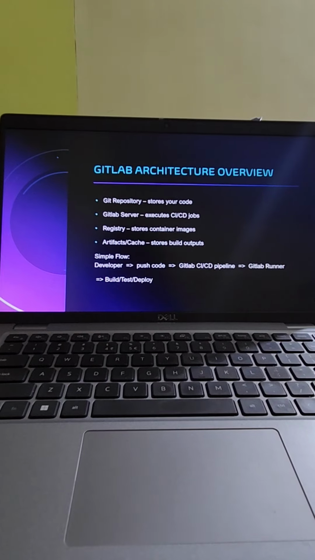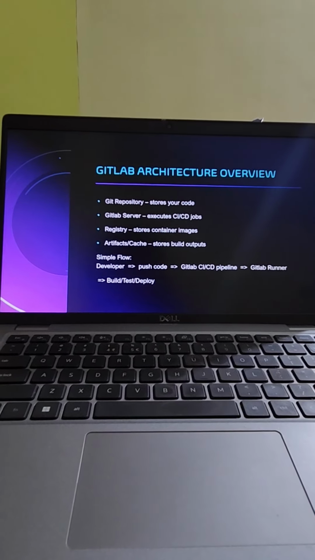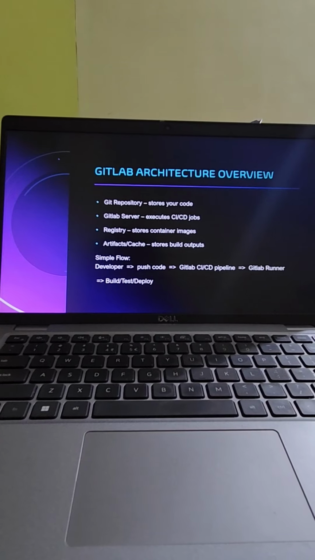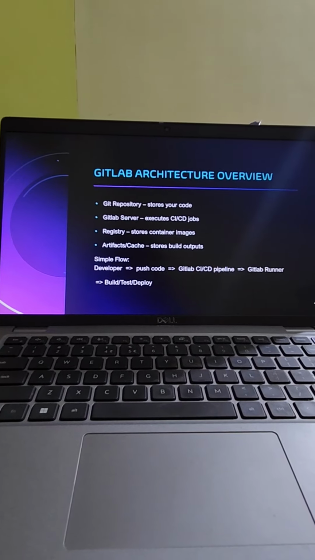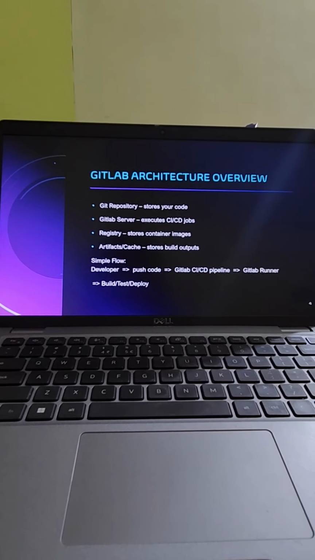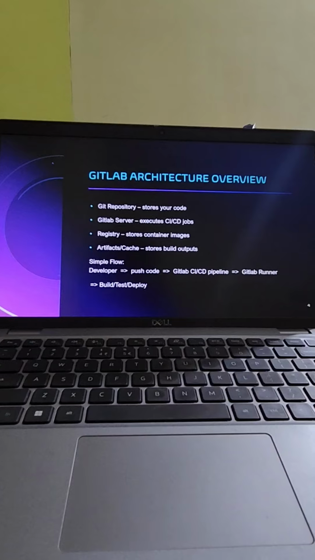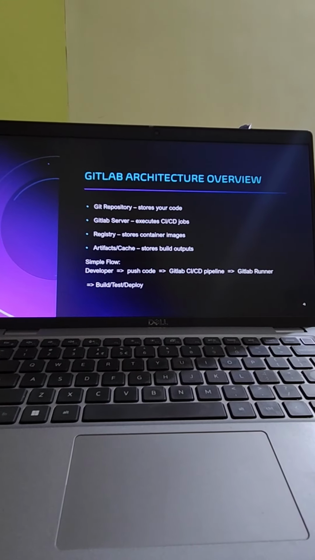Now the GitLab architecture overview. In GitLab, we have repository, servers, registry, artifacts, and cache. In this architecture, a developer pushes the request and then pushes code. After that, the GitLab pipelines get triggered and they run on the environment, like build, test, and deploy.